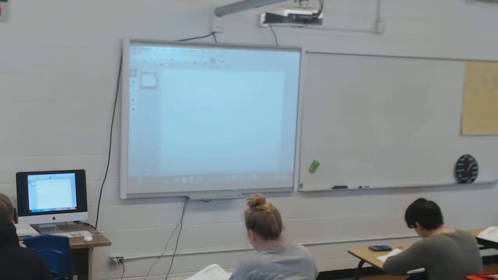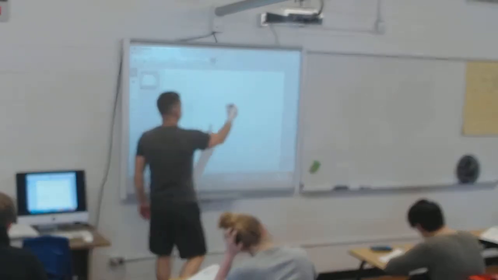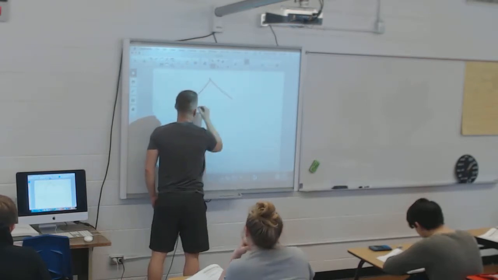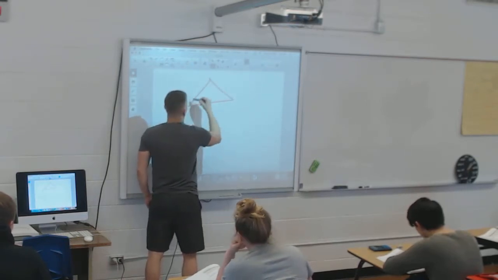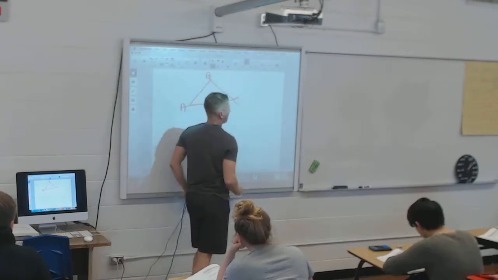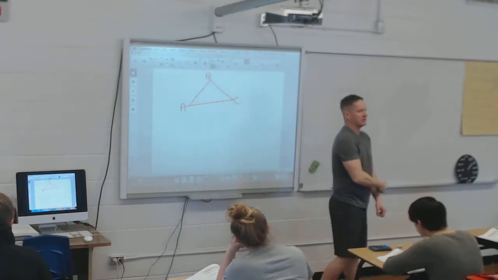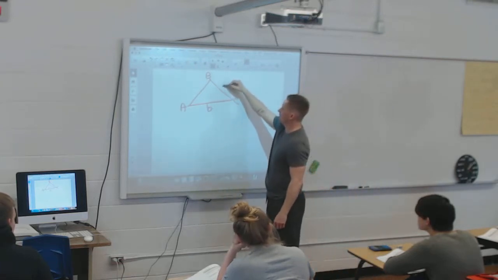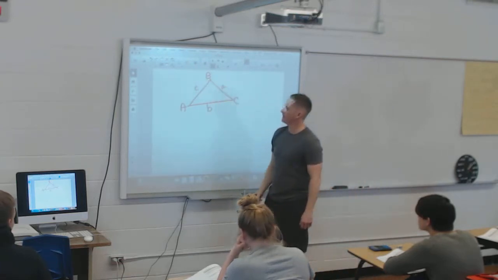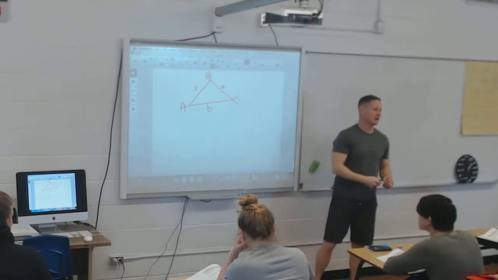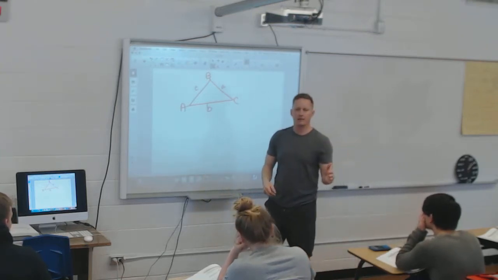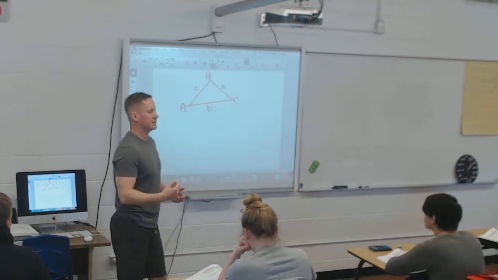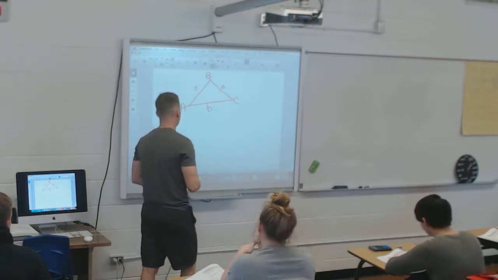So the law of cosines. In order to use the law of sines, you always have to have at least one side and one angle across from each other. So what do we do if we don't have a side and an angle across from each other? We have to use the law of cosines. The law of cosines allows us to find the remaining angles or sides of a triangle if I don't have a side across from an angle.